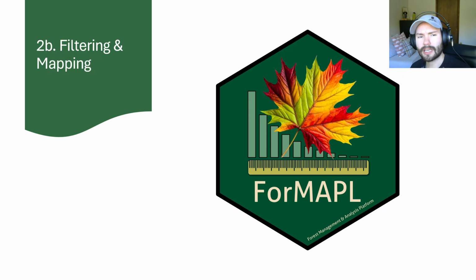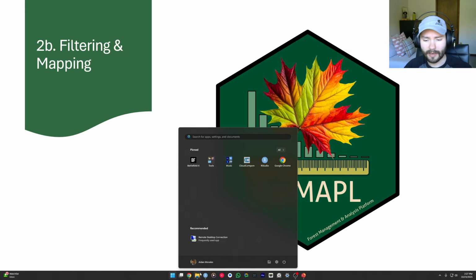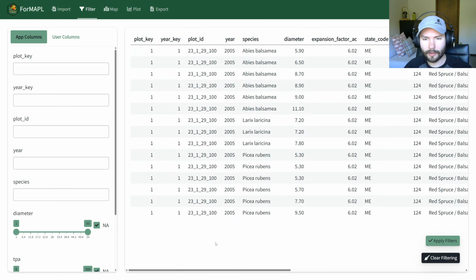In this video, we'll be talking about filtering and mapping our data with ForMAPL. So in the previous video, we talked about importing the data formats we need to be able to use our data in ForMAPL. So now we'll go about filtering and mapping that data in real time. Since we're following along from the previous video, I have my ForMAPL app already opened up right here. And so here in the filter tab, we can go ahead and get started.